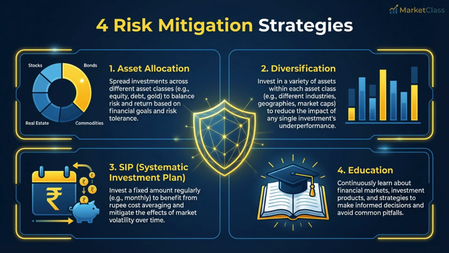Third, time diversification. Instead of investing a lump sum, use SIP, systematic investment plan. Invest a fixed amount every month. This averages out your buying price and reduces timing risk. Fourth, education. The more you learn, the better decisions you'll make.